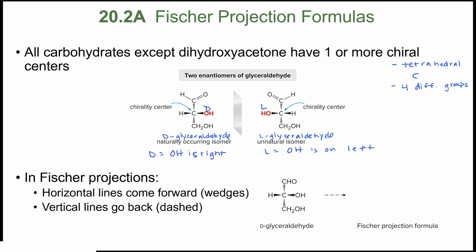When we draw Fischer projections, the horizontal lines come forward, which are the wedges. The vertical lines go back, which is a dash. So to draw D-glyceraldehyde in a Fischer projection, that's my backbone, and the OH is going to go on the right side here, and this hydrogen is going to go on the left side. So this is a Fischer projection. It kind of pushes everything flat down. The wedges in this 3D projection here are coming at you, and then the other groups are pointing away from you, but you kind of flatten everything out and draw it in the Fischer projection with the straight lines.